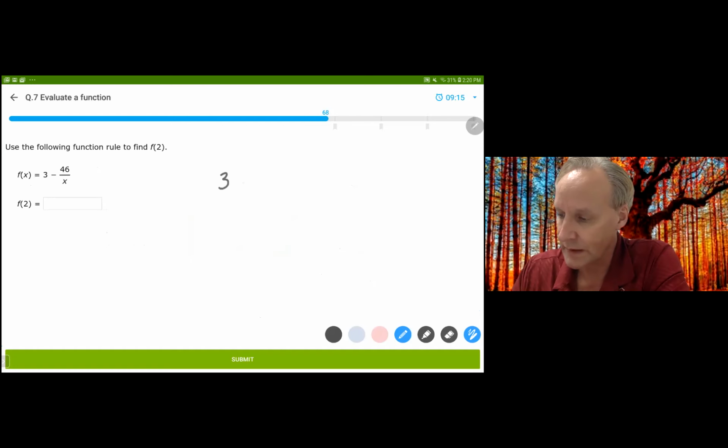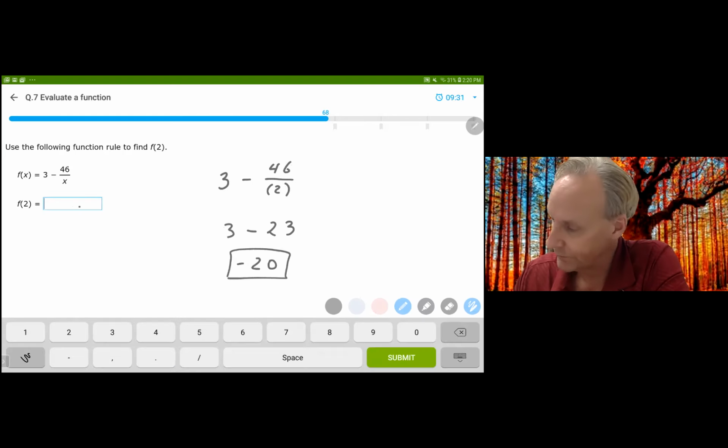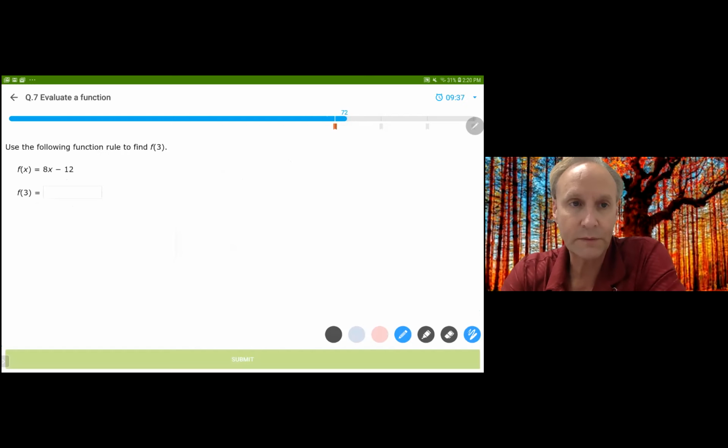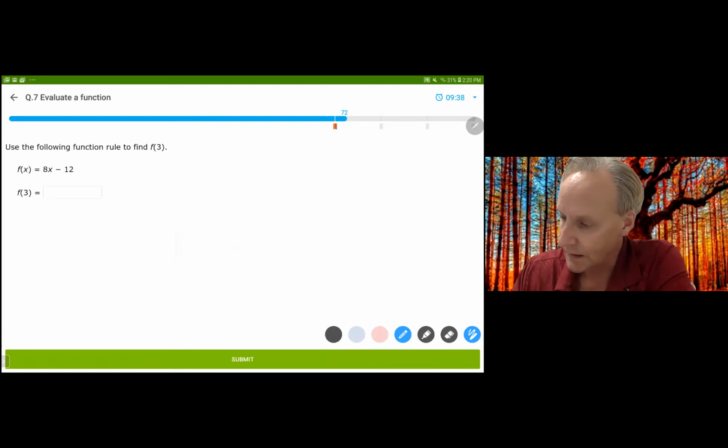It's just 3 minus 46 divided by x, and x is 2. So 3 minus 46 divided by 2 is 23, and 3 minus 23 is negative 20. Not scary at all. It's okay. Just substitute and simplify. I promise it'll work out. 8 times 3 minus 12. Well, that's 24 minus 12, which is 12.